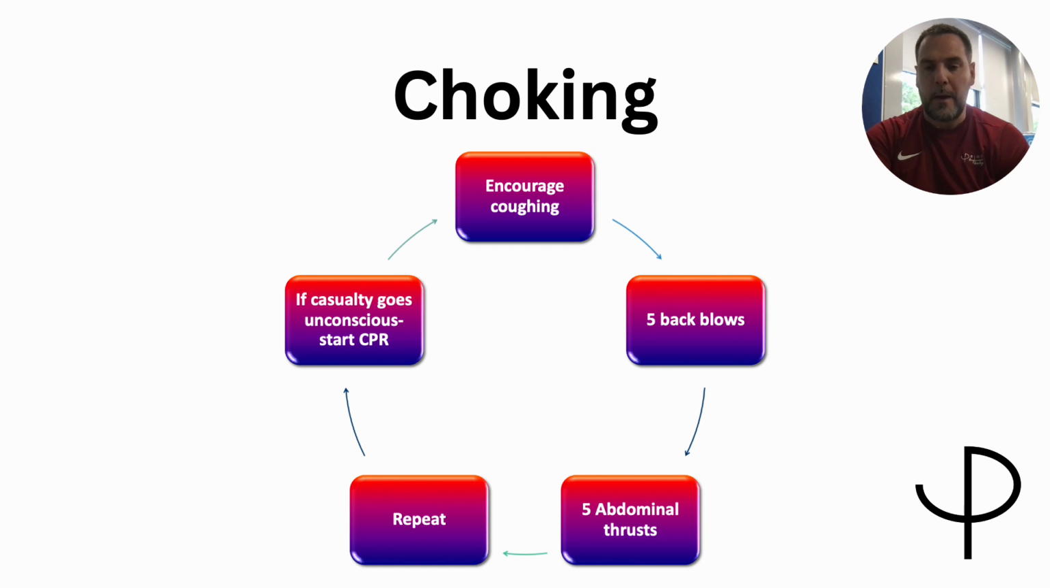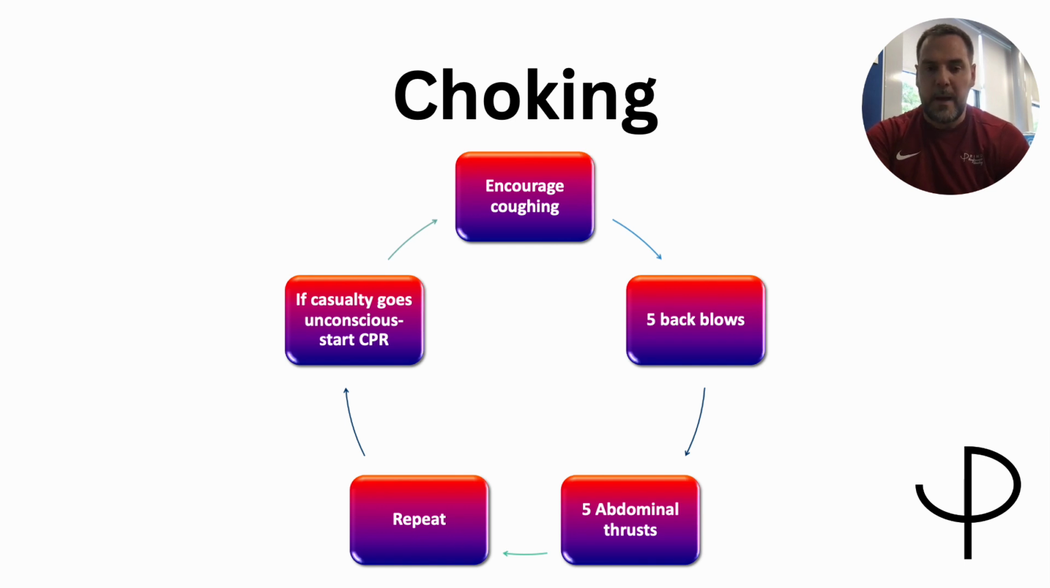We also go on to back blows if the casualty can cough and the cough hasn't been effective. So we lean the casualty forward and we administer 5 back blows right in between the shoulders of the casualty. Now we'll demonstrate exactly how to do this on the practical day that you'll attend, and you'll also have an opportunity to practice this on each other using what's known as a choking vest.